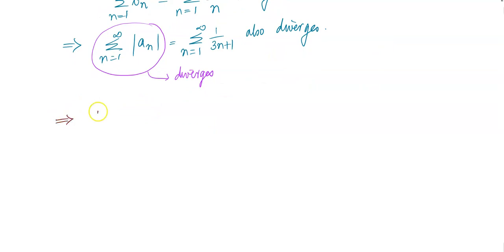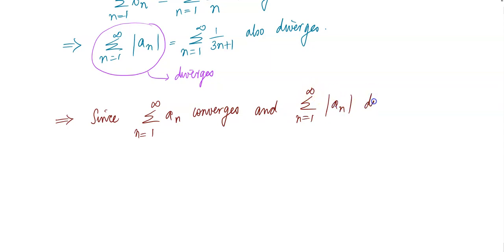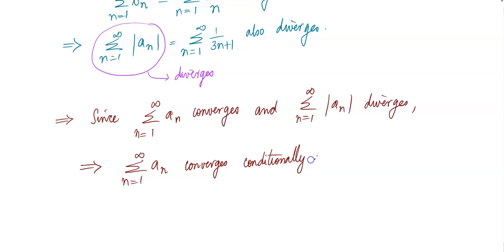So we say this implies, since summation n=1 to infinity of an converges and summation n=1 to infinity of the absolute value of an diverges, this implies summation n=1 to infinity of an converges conditionally. Or you could use the language and say that it exhibits conditional convergence.